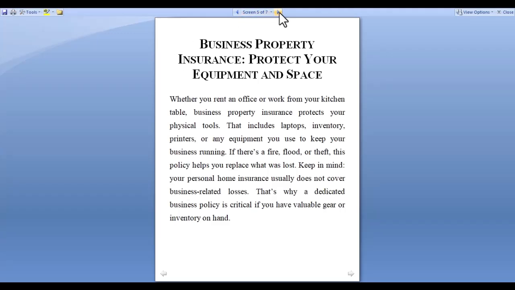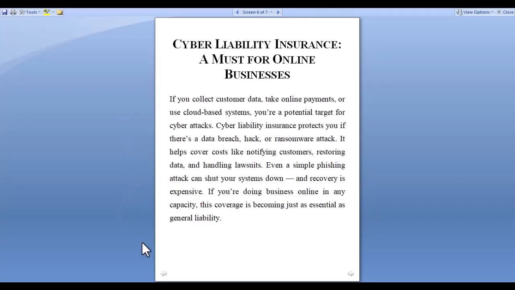So now the next one here is cyber liability insurance, a must for online business. So if you collect customer data, take online payments, or use cloud-based systems, you are a potential target for cyber attacks. So cyber liability insurance protects you if there is a data breach, hack, or ransomware attack. It helps cover costs like notifying customers, restoring data, and handling lawsuits.